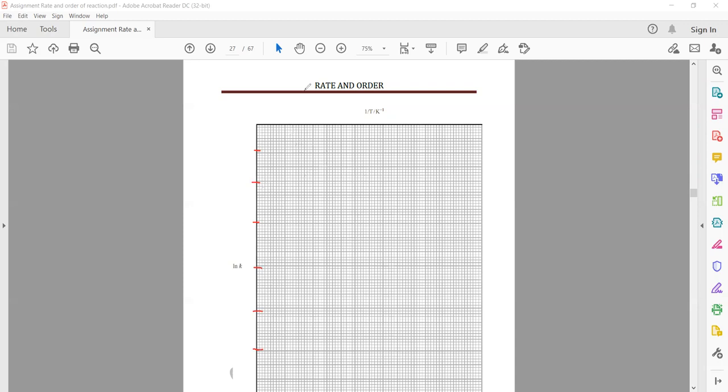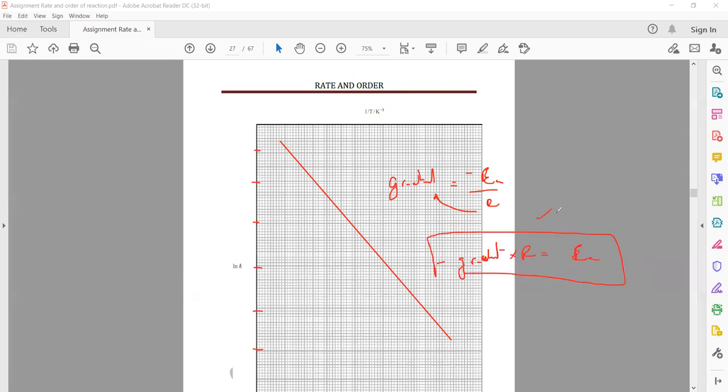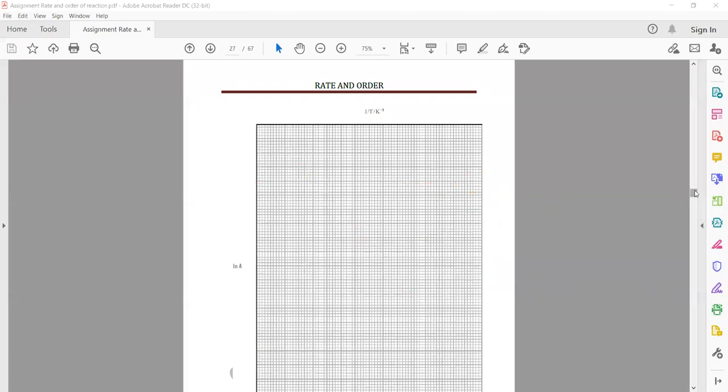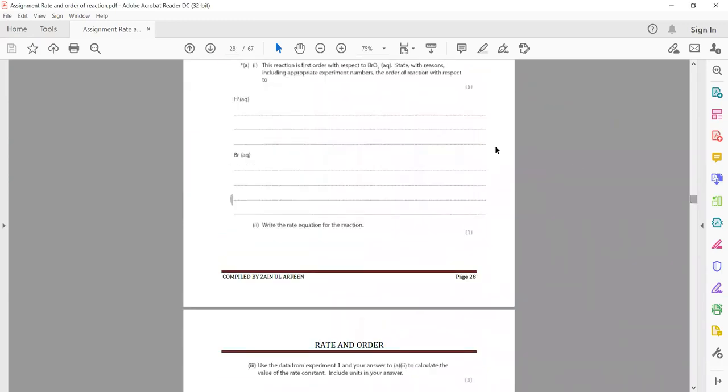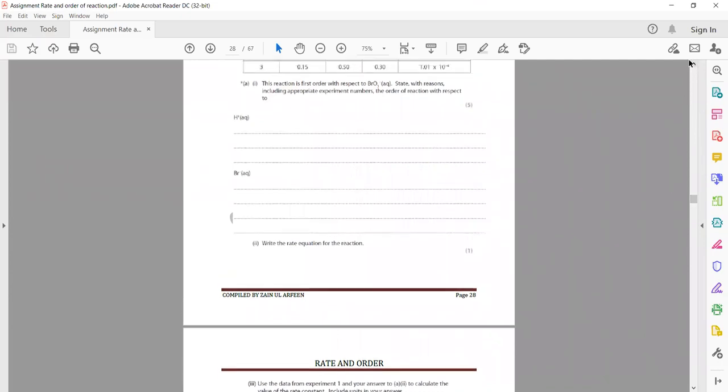And what will be the shape of this graph? The shape of the graph will be like this, and the gradient will be equal to minus E over R. So when you multiply the negative gradient by R, what do you get? You will get the activation energy. Is it clear? Yes, sir. So basically the major distribution of the marks is for plotting a graph and finding the gradient. Another question.